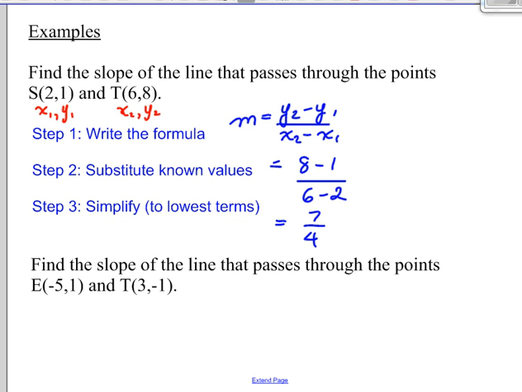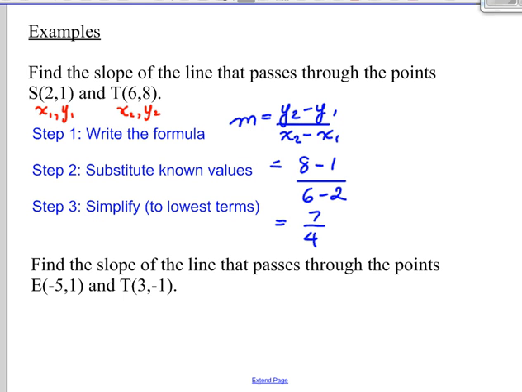Now, a couple things that sometimes get confusing. When we plot points, we always plot the x first and the y second. But if you look at the formula for slope, we're actually doing the y part first and the x part second. And so sometimes that can be confusing. So just make sure you're aware of that: slope is the rise over the run.